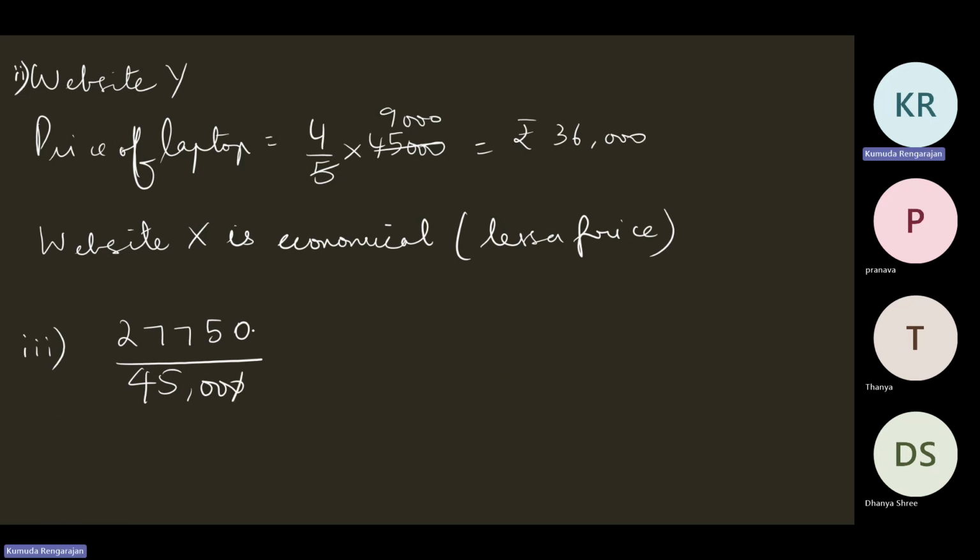Okay. So, simplify. 5 fives are 25, 2 remains. 5 nines are 45, 900. Again, 5 ones are 5, 5 eights are 40. So the required fraction is 111 by 180.